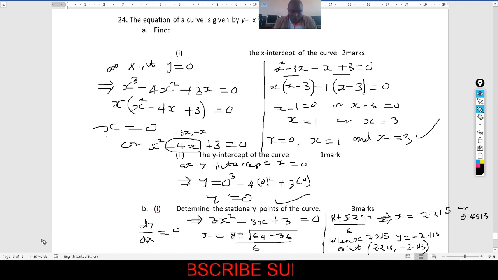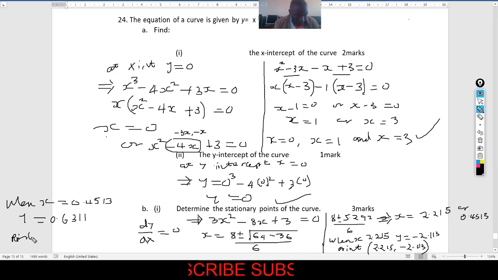Then you also look for the stationary point when x equals to 0.4513. You find y, so you substitute. If you substitute x as 0.4513, use your calculator, you find y to be 0.6311. So the point is what? The stationary point becomes 0.4513 and 0.6311. So that is the stationary point. So these are the two stationary points that you are asked.